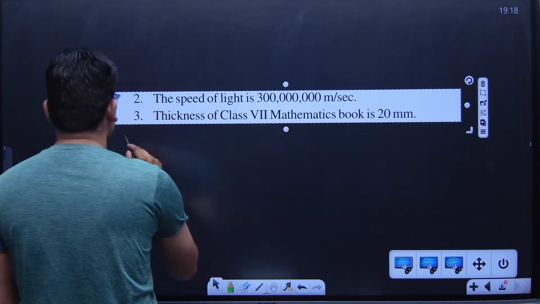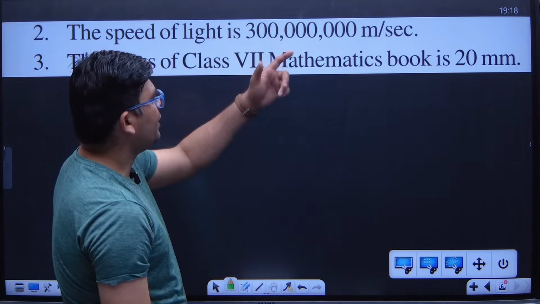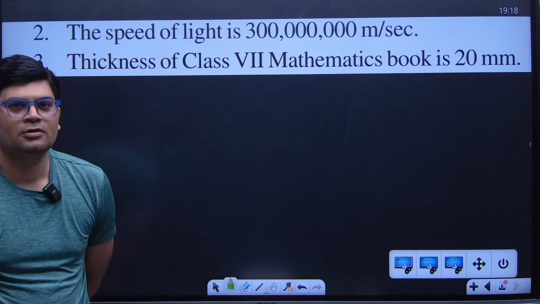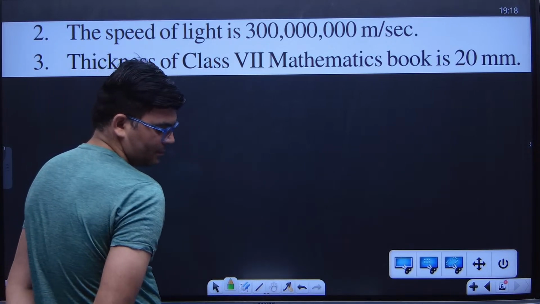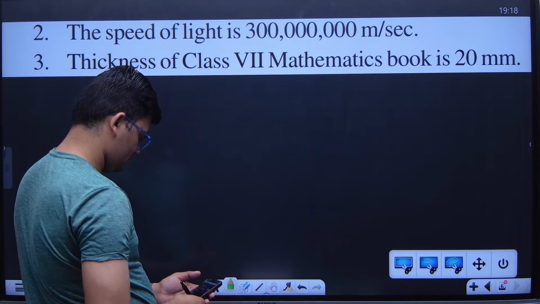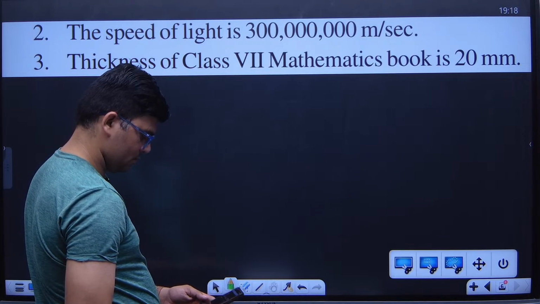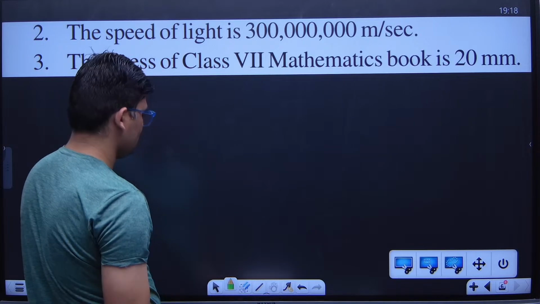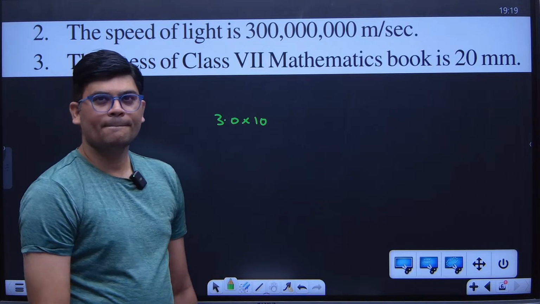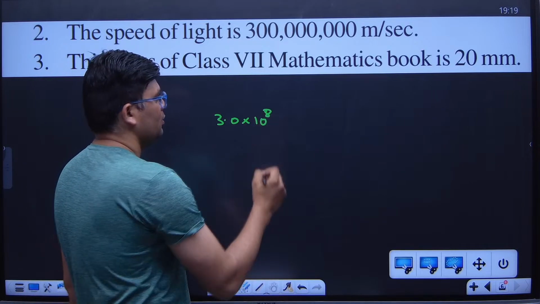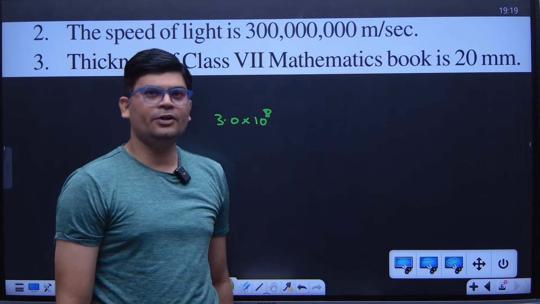Tell me how you will say this. The speed of light is 300 million meter per second. So how will you say this? 3 into 10 to the power 8 or 9? 3.0 into 10 to the power 8. Good. The decimal is after the last zero. So you have moved 3 plus 3 plus 2, 8 units towards the left.